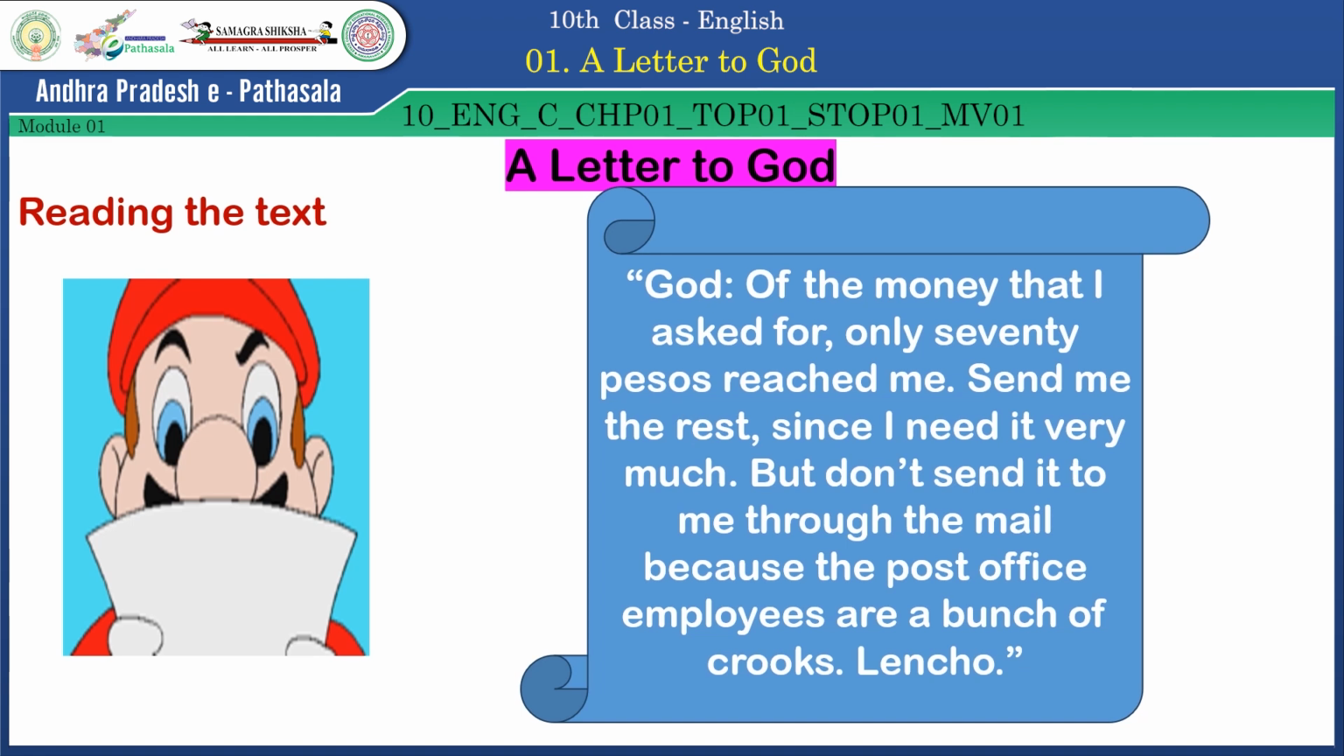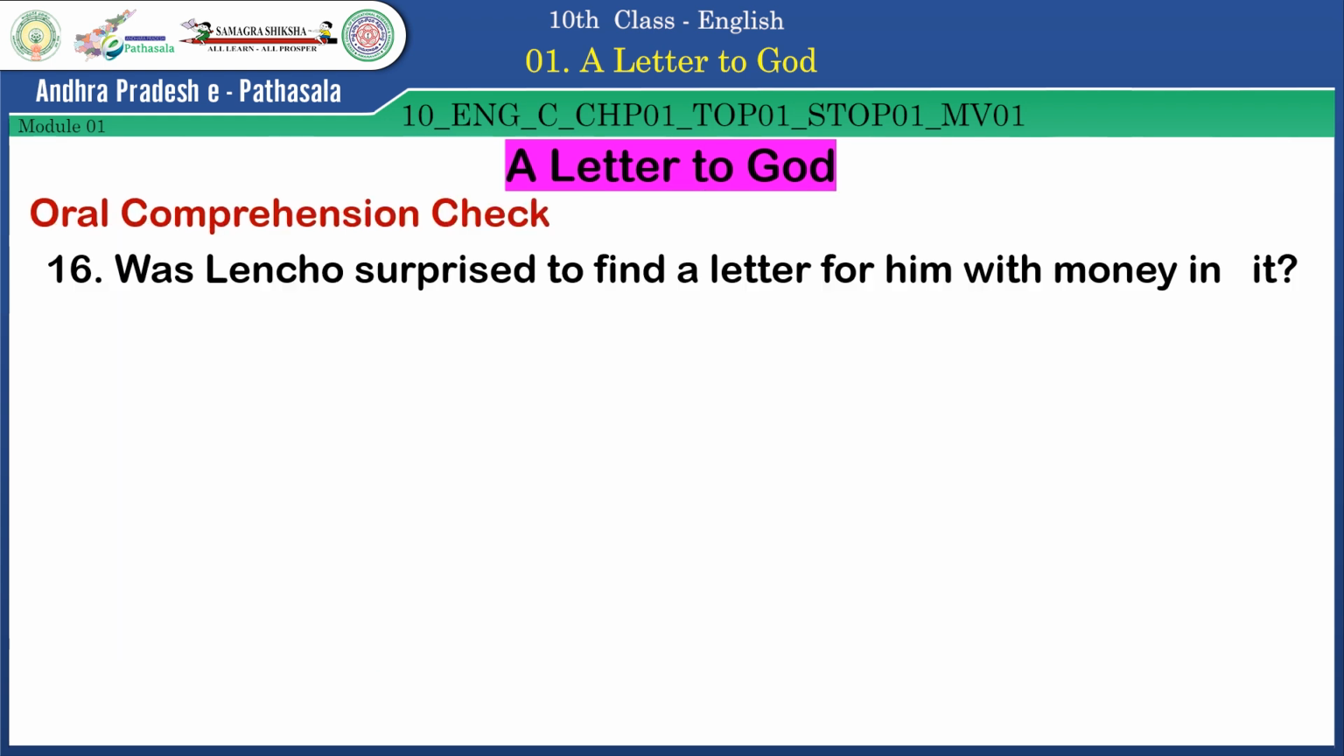Lencho, this is not good. The post office people offered their savings for helping Lencho. But Lencho is blaming them instead as crooks or dishonest people. Knowingly or unknowingly, we should not blame others. He should be thankful and content for what he had received. Right? Yes. Now we will have a comprehension check. Oral comprehension check.